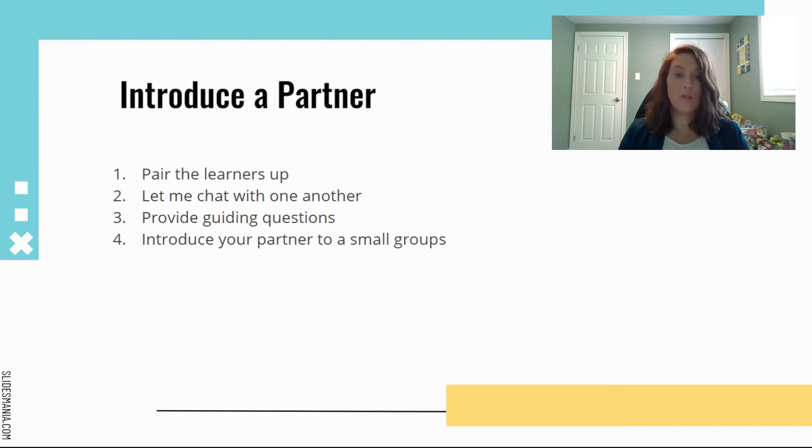And then in small groups, you can have them introduce their partner to the small group. Starting with a small group can help build some comfort with unmiking. Or if the students are not comfortable unmiking, you could have them build a slideshow where they introduce the partner in writing to the class or to the small group.